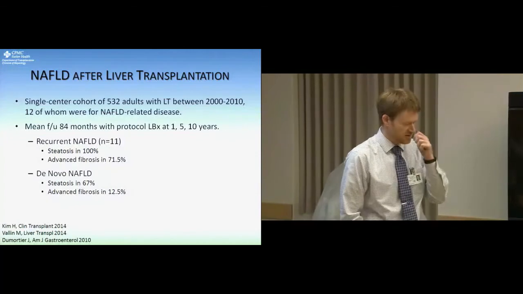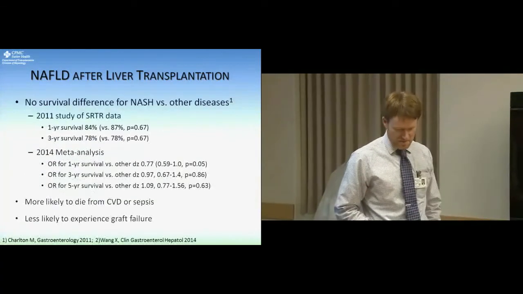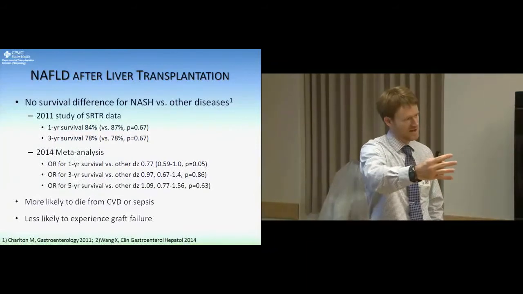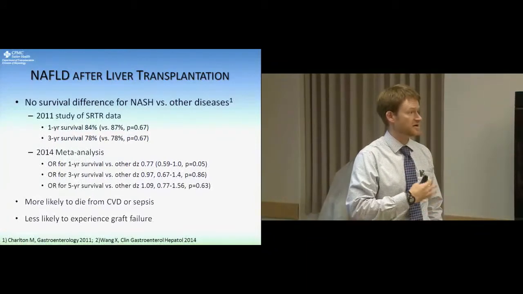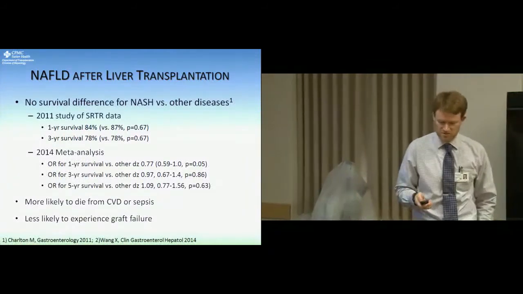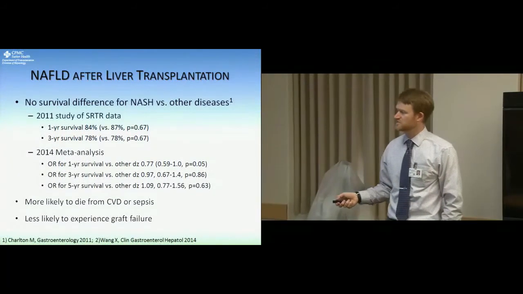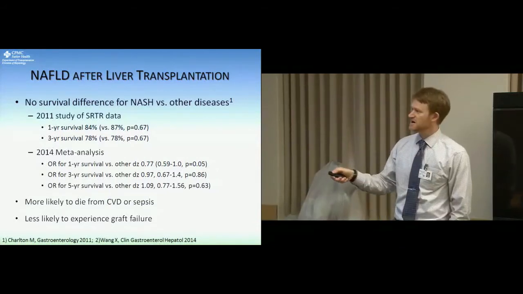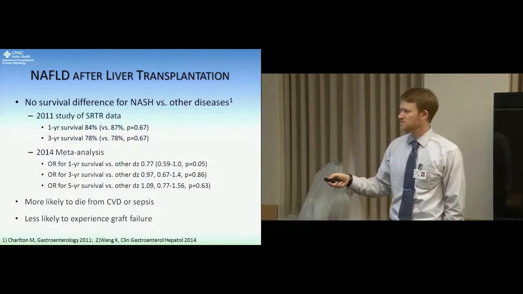So what do we do with this data? Well, we acknowledge it, but then we say, has it affected the ability of these patients to survive and make use of their graft the way that other patients do? And the answer appears to be no. There's two studies here, 2011, 2014, showing that survival in patients who got a transplant for NASH is not different than survival in patients with other diseases.